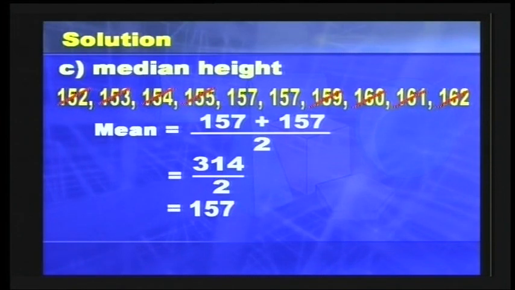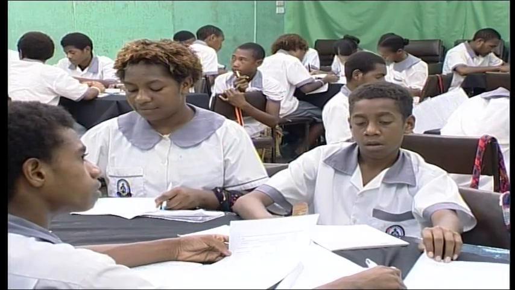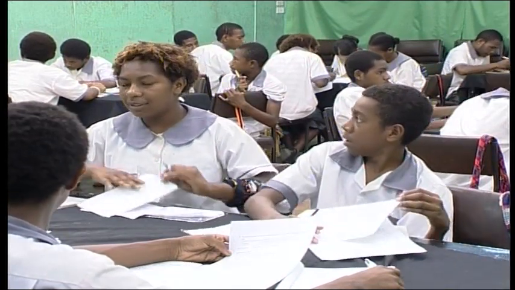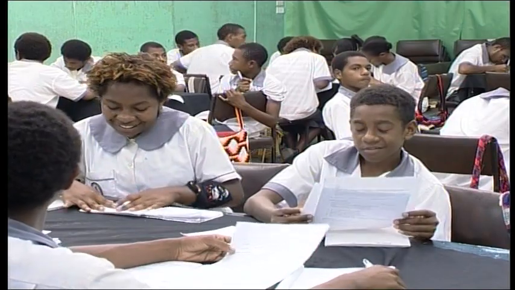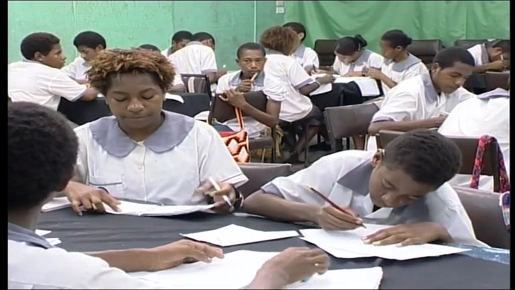Okay, and your range, receiving students? Let's check our answer. 162 minus 152 is equal to 10. Subtract the highest and the lowest height. So 70s and receiving students, we shouldn't have any problems, unless you have any questions. The range is the highest value subtract the lowest value. That's how you find the range.